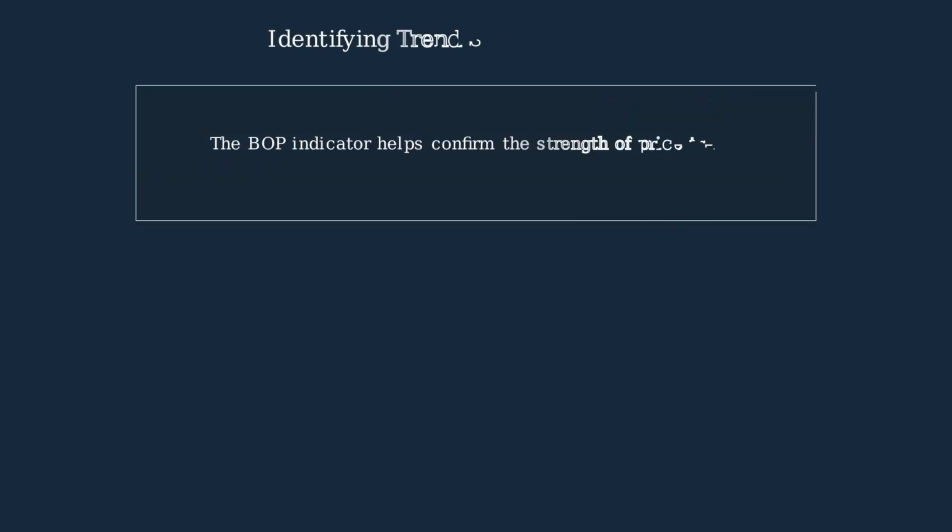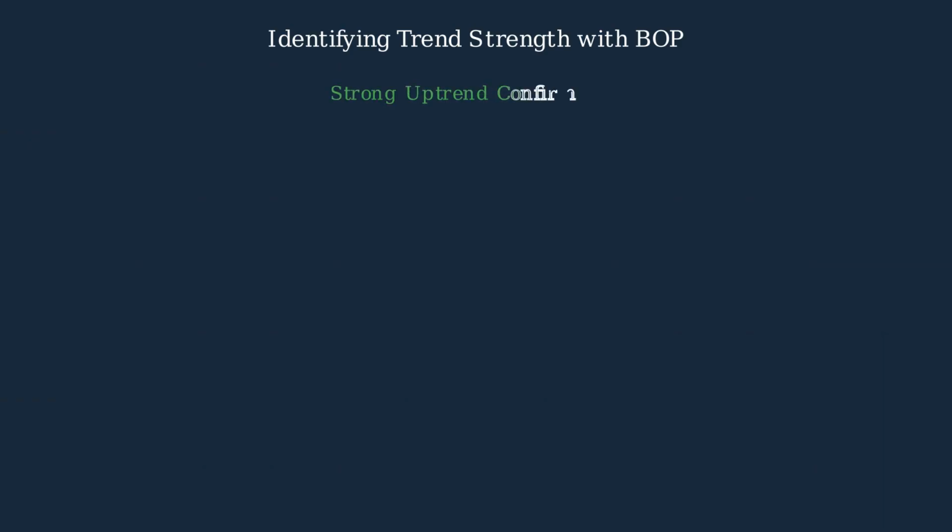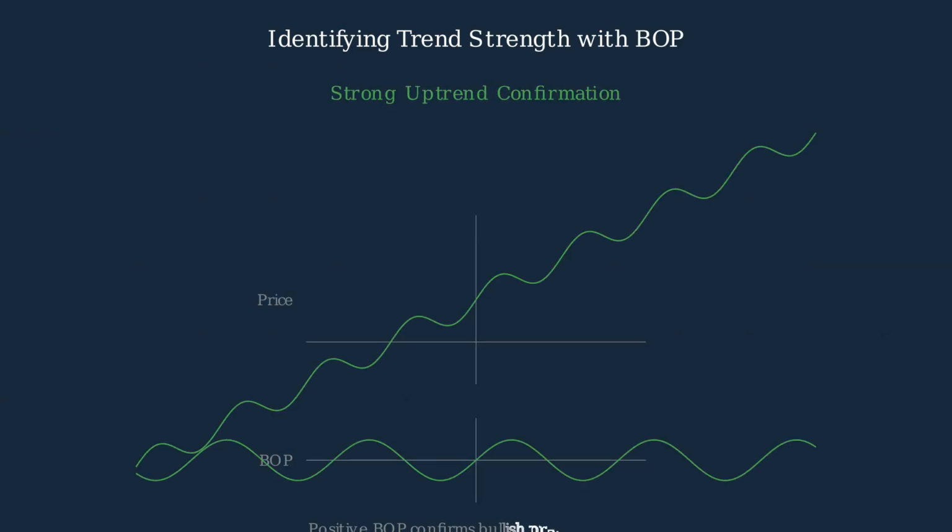The balance of power indicator is a valuable tool for assessing the strength of a market trend. By measuring the relationship between closing prices and the trading range, it helps traders identify whether buyers or sellers are in control. When price is in a strong uptrend, a consistently positive BOP indicator confirms that buyers are in control. This validation of trend strength gives traders confidence to maintain or increase long positions.